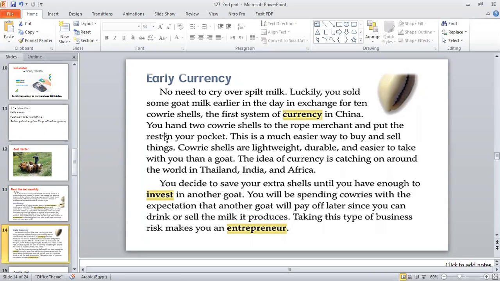Great. You can complete, Abdulaziz. You hand two cowrie shells to the rope merchant and put the rest in your pocket. This is a much easier way to buy and sell things. Cowrie shells are lightweight, durable, and easier to take with you than a goat. The idea of currency is catching on around the world, in Thailand, India, and Africa.